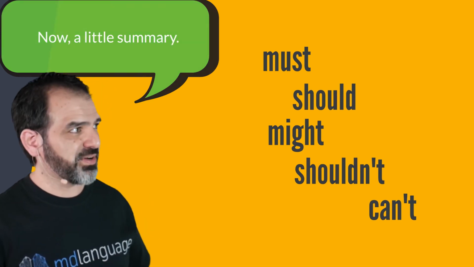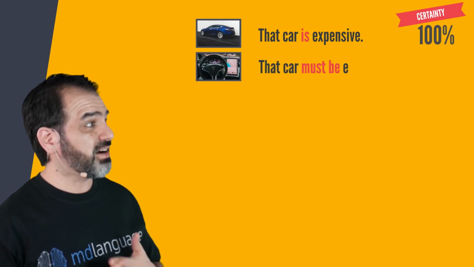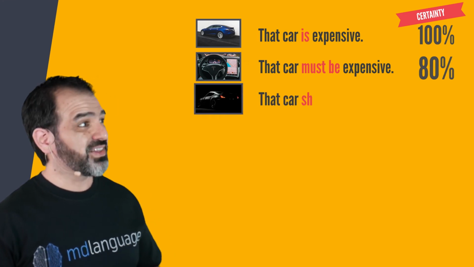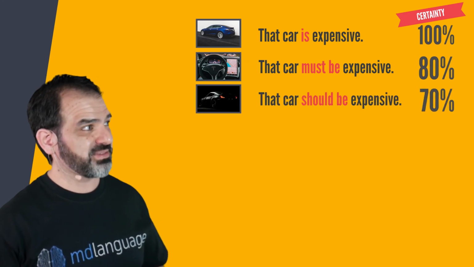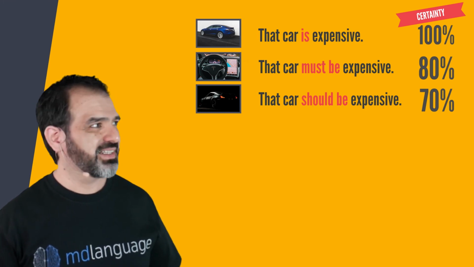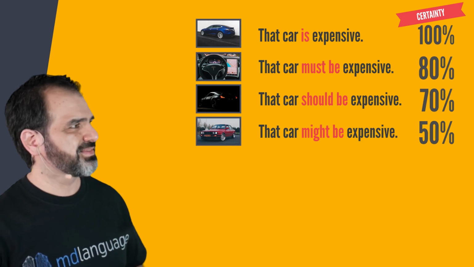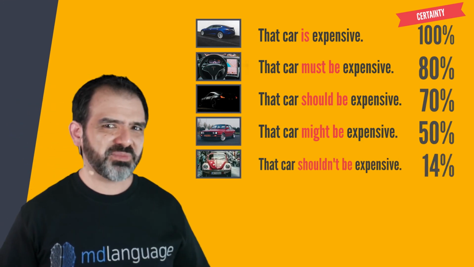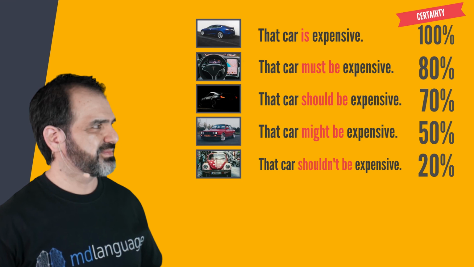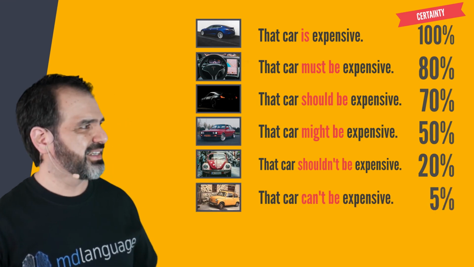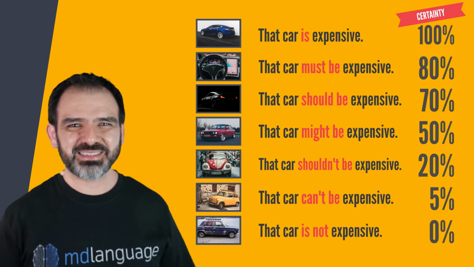Now, a little summary. That car is expensive. That car must be expensive. That car should be expensive. That car might be expensive. That car shouldn't be expensive. That car can't be expensive. That car is not expensive.